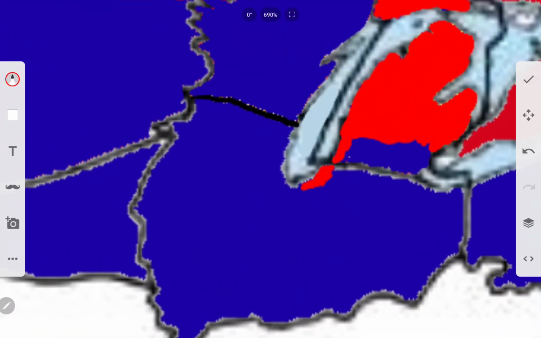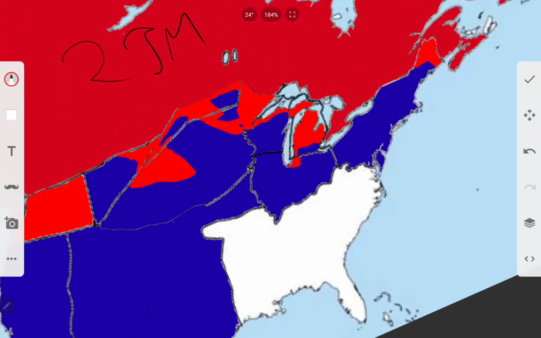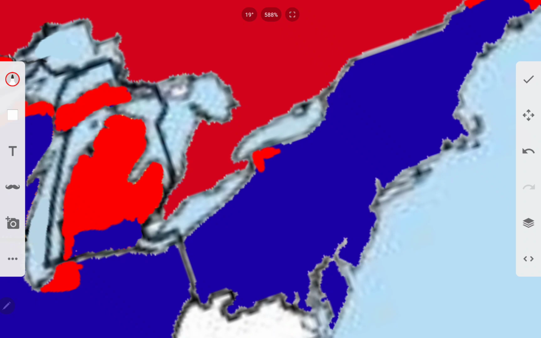The battle for Michigan begins, and they start to invade Michigan and the more Indiana territories. They also start to invade the USA as well, with New York and Pennsylvania becoming invaded.